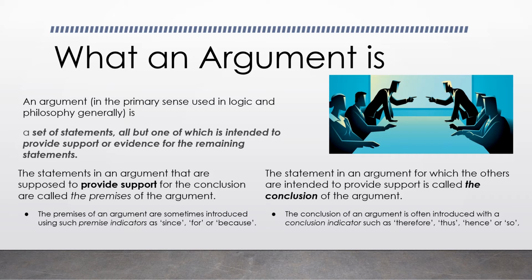The statements in an argument that are supposed to provide the support for this conclusion are called premises. Right? The premises of the argument help to build support for the conclusion. The premises are sometimes introduced with other indicator words: since, for, because, right? So there's this, like, since this is the case, therefore that is a very basic frame of an argument.